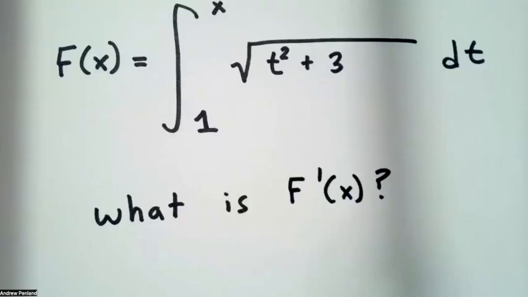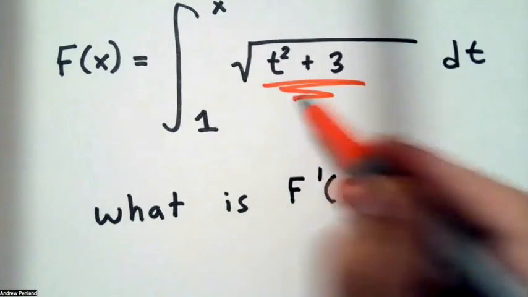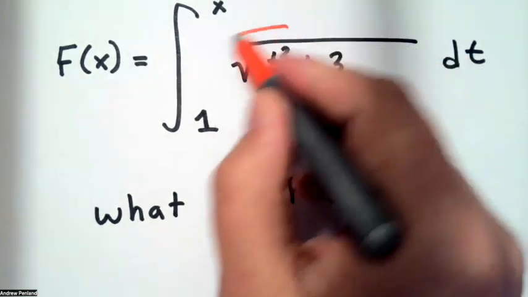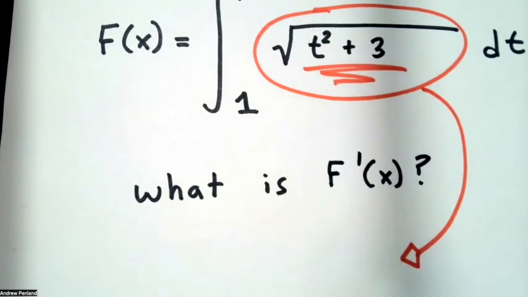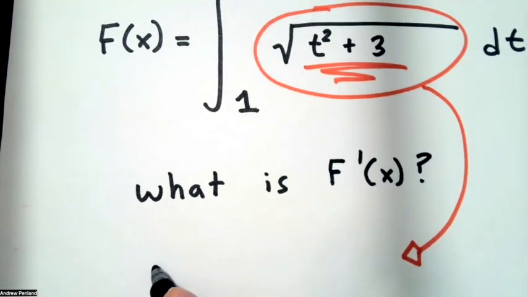Now let's look at the same function big F of x. We are asked to find big F prime of x. In other words, we want the derivative of big F of x. This is a straightforward application of the Fundamental Theorem of Calculus Part 1. The only potentially tricky part is to be aware of the variables involved.